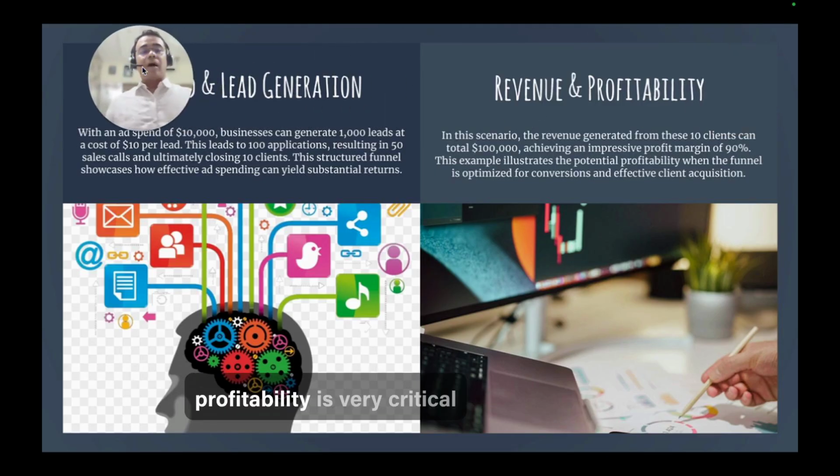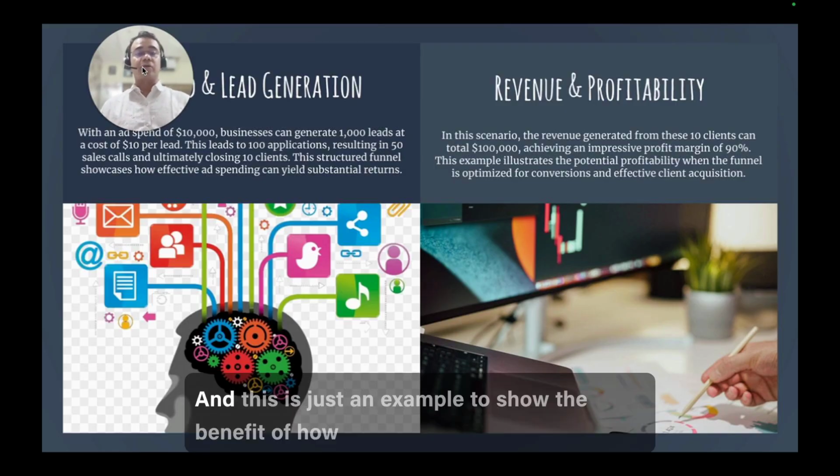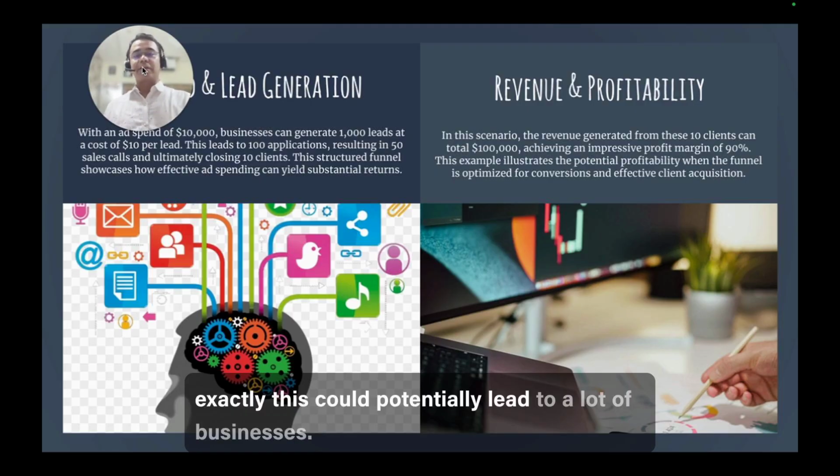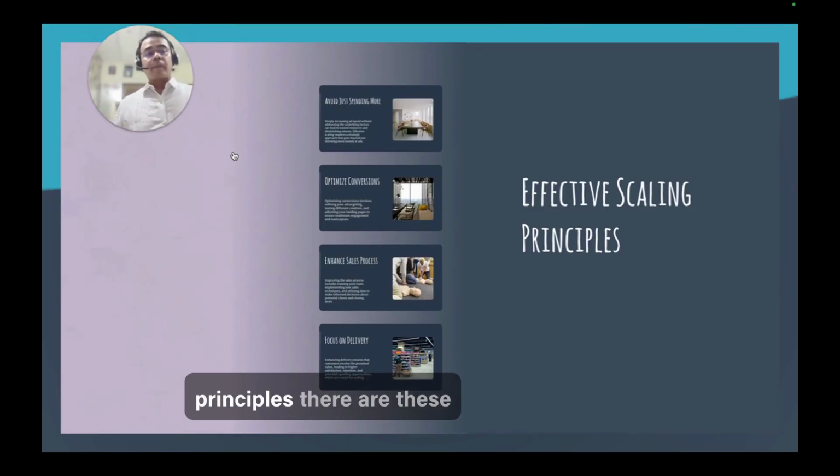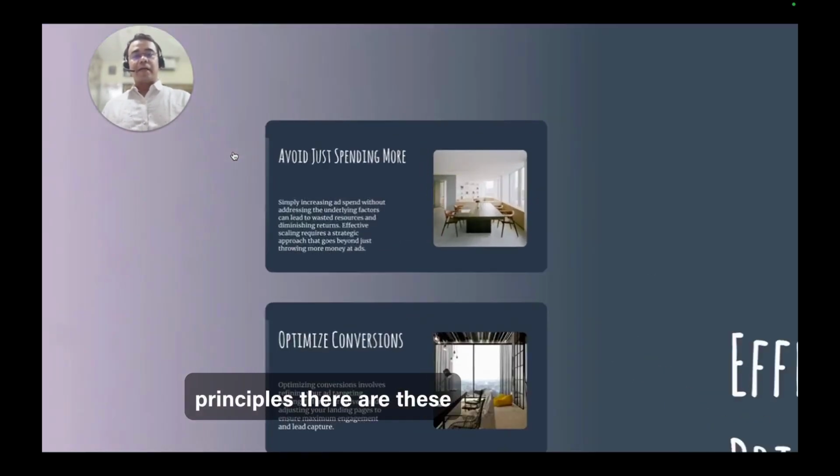Now, revenue and profitability is very critical, because 10 clients can generate a total of $100,000, and it increases the overall profit margin to 90%. And this is just an example to show the benefit of how exactly this could potentially lead to a lot of business. Now, the effective scaling principles, there are these guidelines.